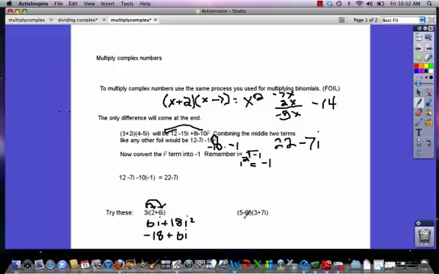Okay, let's try this one. 5 times 3 is 15. Just like it would be on any other problem. Okay. Outer terms is 5 times 7i is going to be 35i.